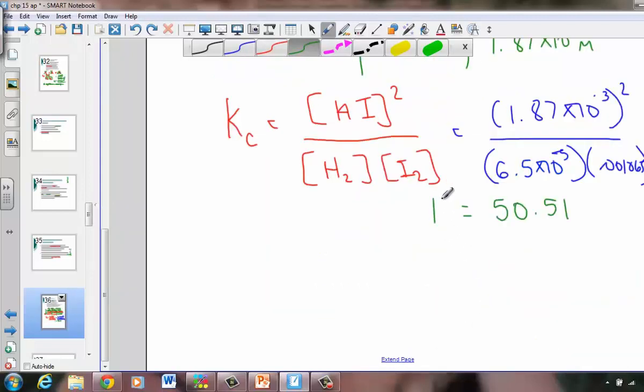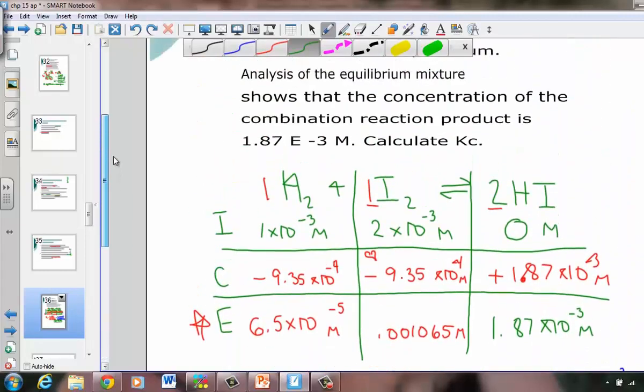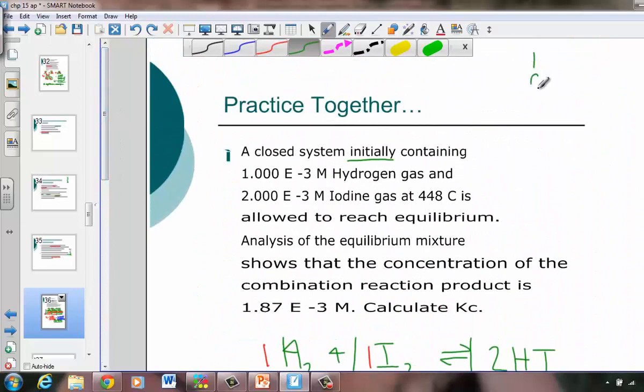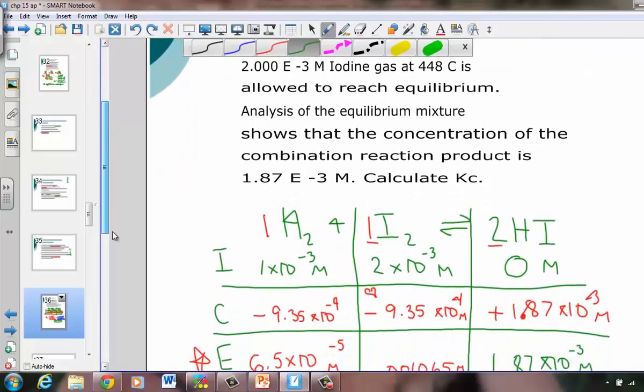And so our Kc value that we calculated, the very first time we've used an ice chart, is 50.5, very much favoring the product side of our equation. Let's recap. In this particular problem, we introduced for the first time an ice chart. We were given information about the initial concentrations of the reactant, and we were given information about the equilibrium concentration of the product. From there, we used stoichiometry to calculate the change in the concentrations of all reactants and products, and therefore were able to tabulate the remaining equilibrium concentrations and use those to calculate our Kc.